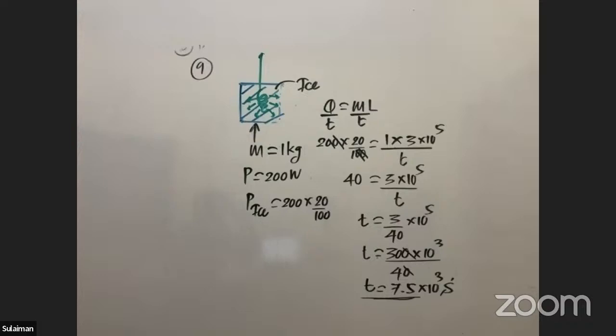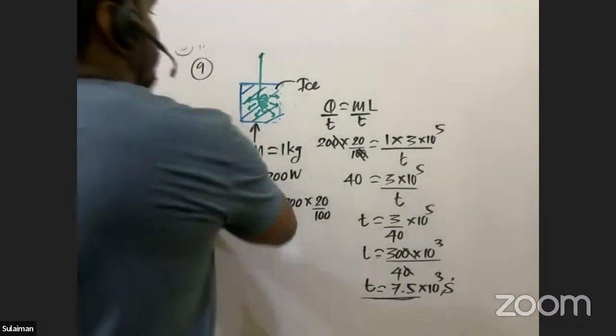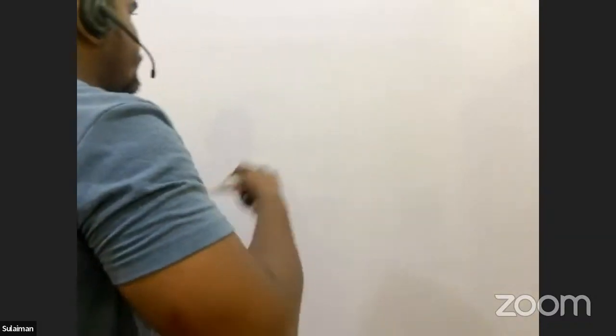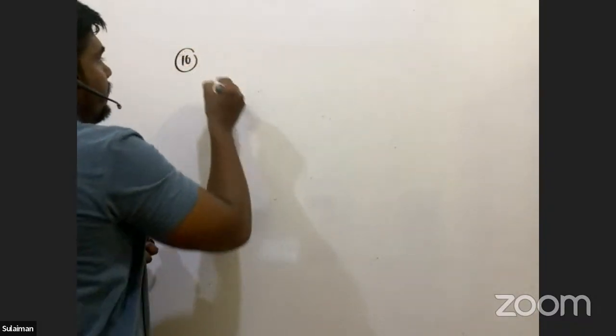Right. Then question number 10. An object of mass simple m having a linear momentum capital P comes to rest by traveling simple x distance on a rough horizontal table. The coefficient of friction between the object and the table is. Now, 10th one. Let's say this is your table.